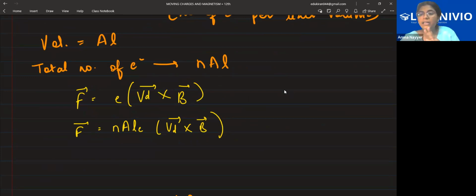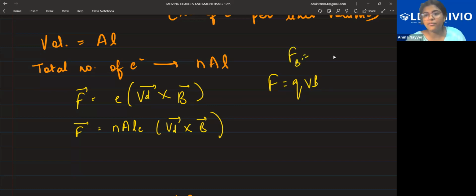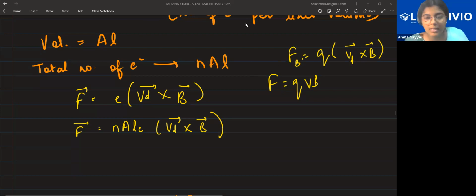Now what is meant by e v_d into B? Charge, drift velocity into B. Basically this is our formula qvB only, qv cross B. What is the formula for Lorentz force, magnetic force? How do we write it? Charge multiplied by the cross product of velocity and magnetic field. Here the velocity that we have taken is the drift velocity. What was drift velocity? What was the formula of drift velocity?